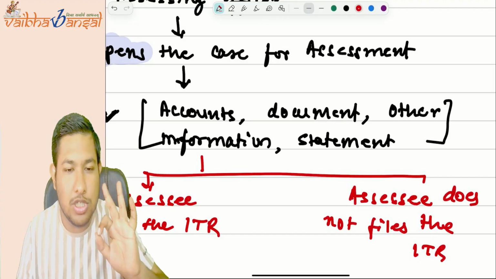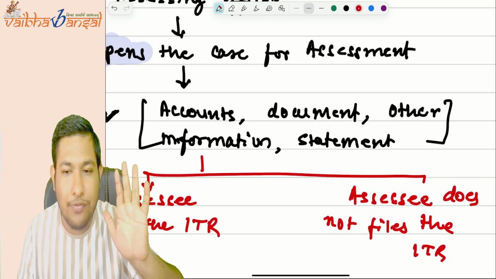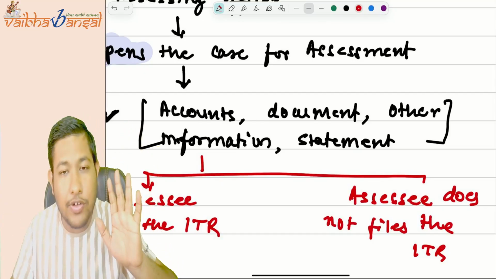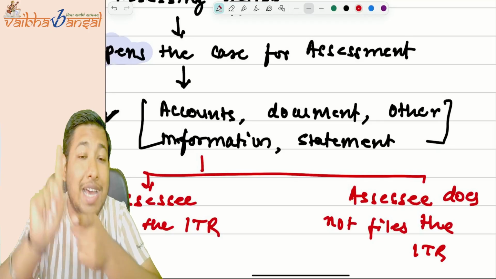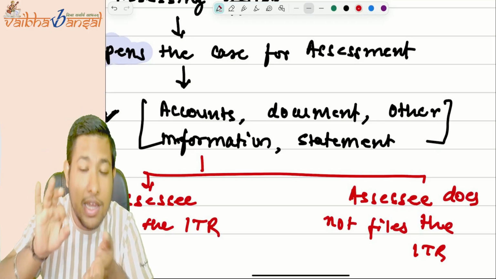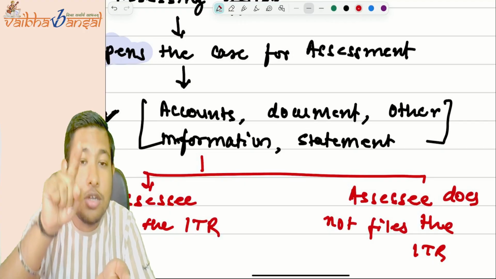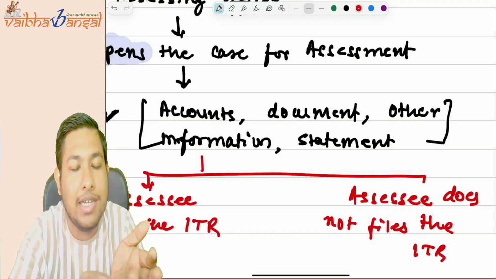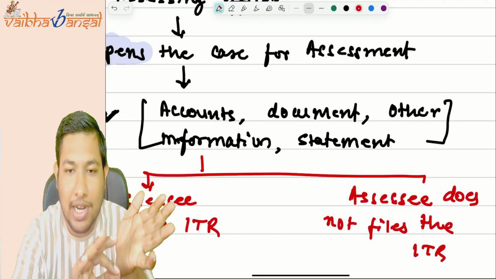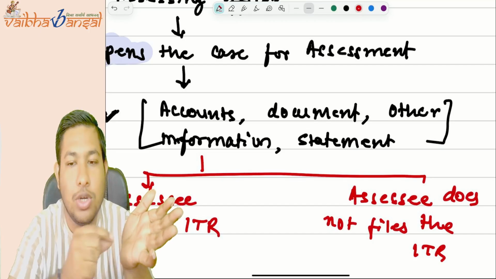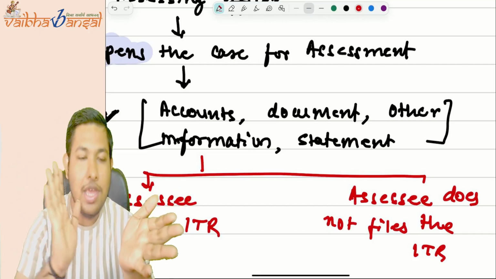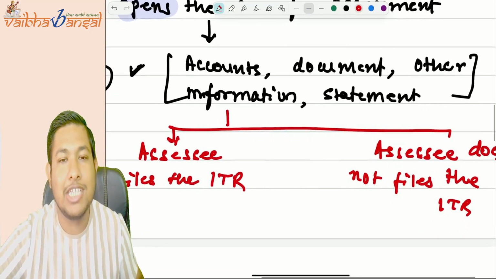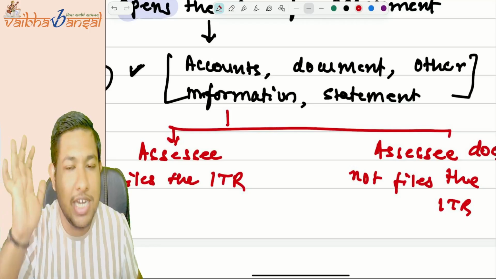So there can be two possibilities: the assessee has filed the return of income, or the assessee does not file the return of income. If the assessee does not file, the first and primary responsibility of the assessing officer is to write a notice: please file the return of income by that date. He will specify a date in the notice by which you need to file the return of income. If you file by that date, well and good. Now he can ask for the account, document, other information and statement.